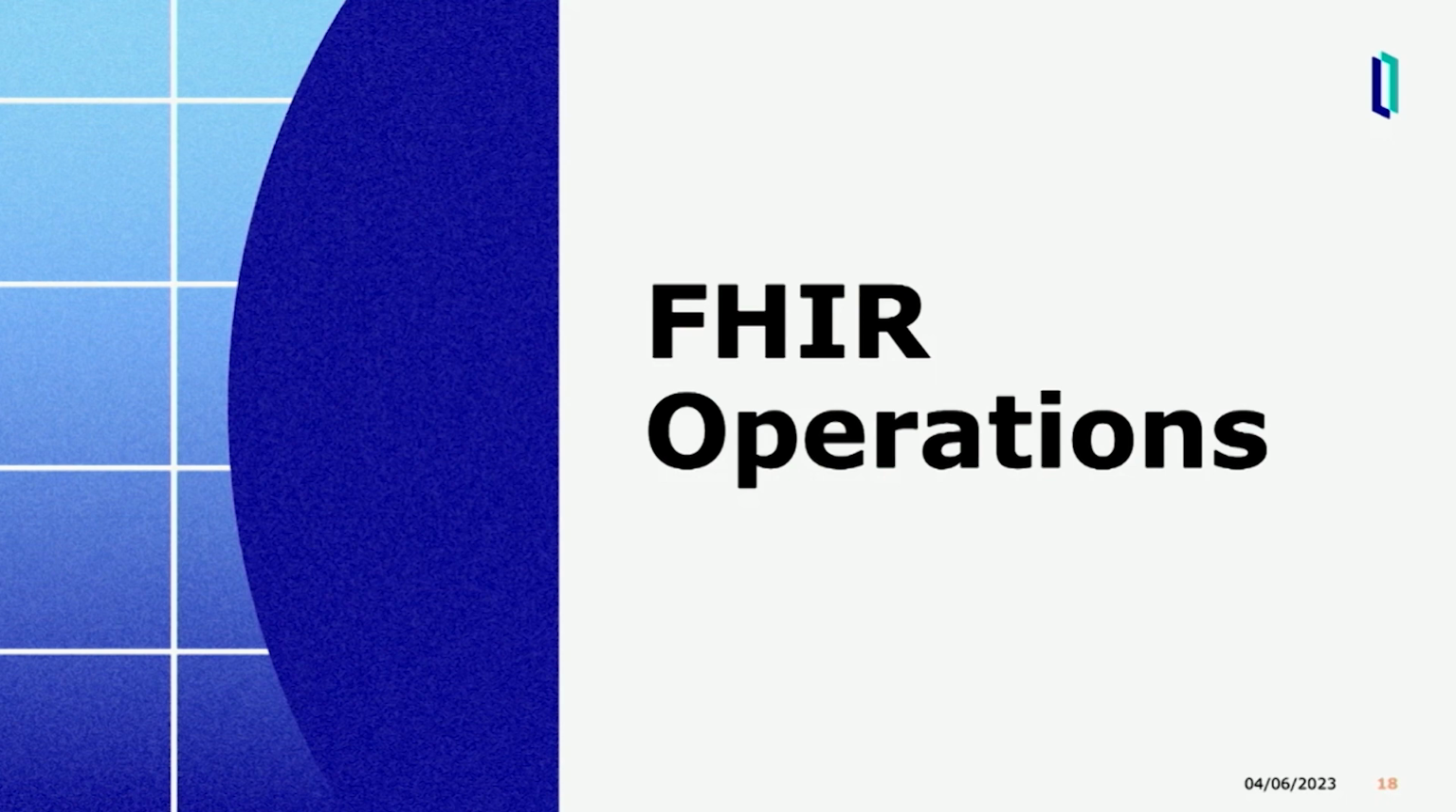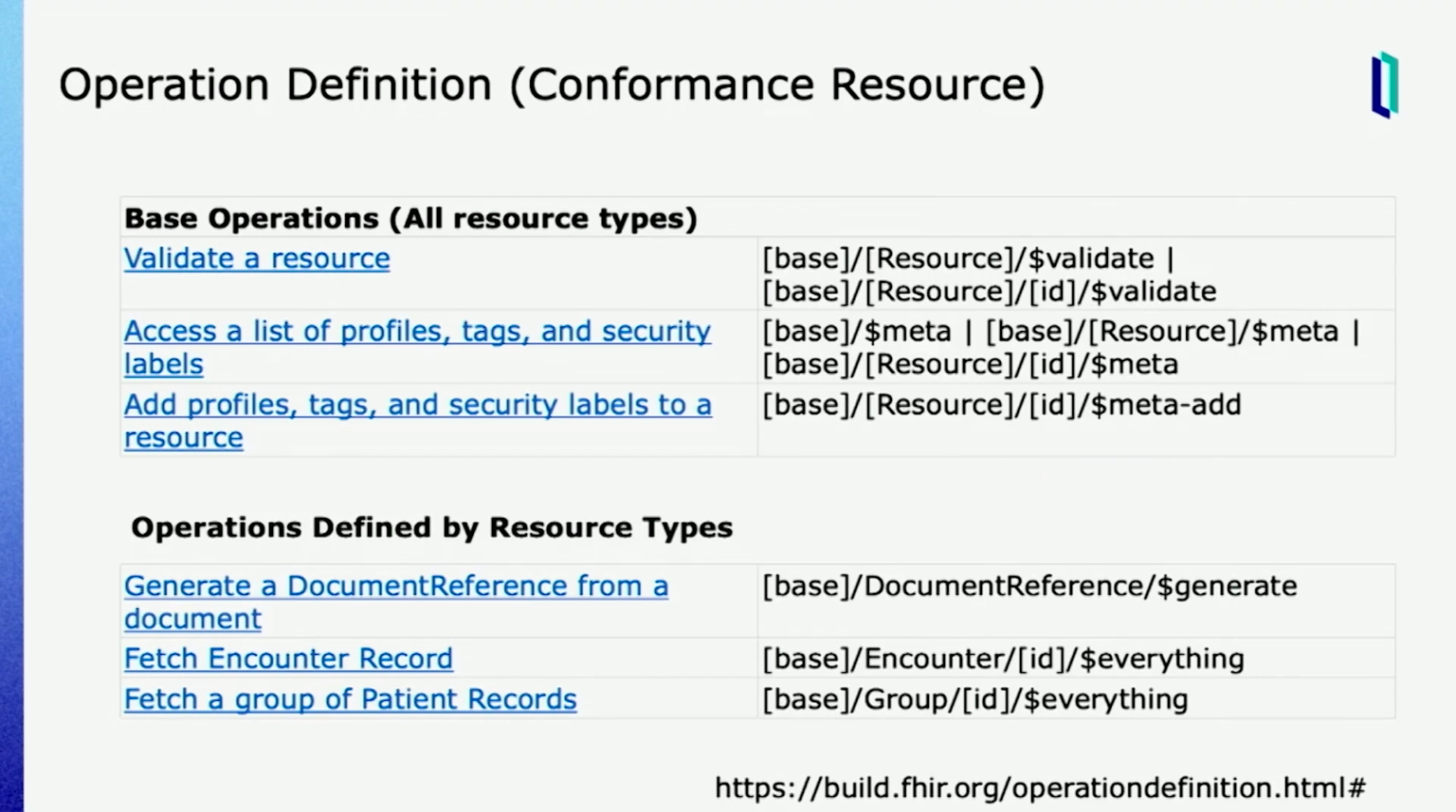So FHIR operations are also part of the specification. I'm not going to talk a lot about them. I don't know a lot about them, except that they are an essential part of making FHIR interoperable. But as examples, you can use a FHIR operation to validate a resource as to whether it is a valid instance of that particular resource.